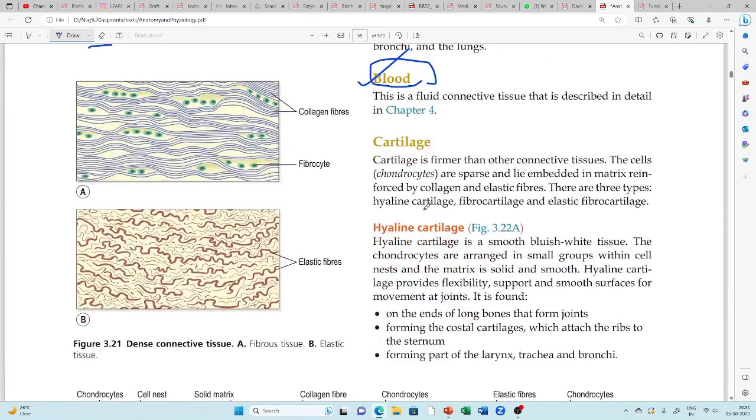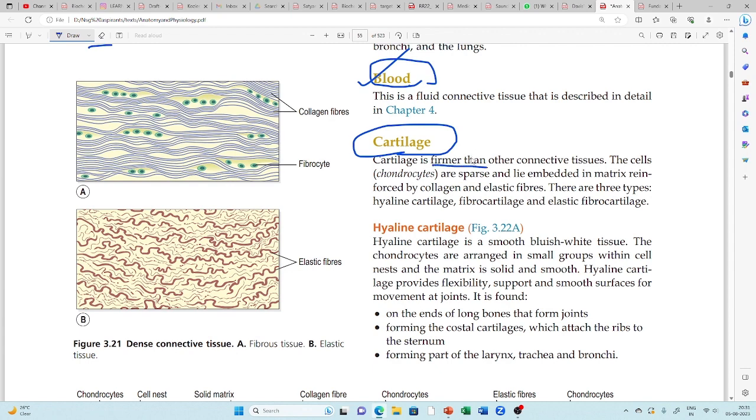Okay, the next classification in connective tissue is cartilage. It's very important. You will get more questions from cartilage, whether MCQs or 2-mark questions. In most of the question papers I have seen, they ask at least one question from cartilage. Okay, cartilage. What is meant by cartilage?